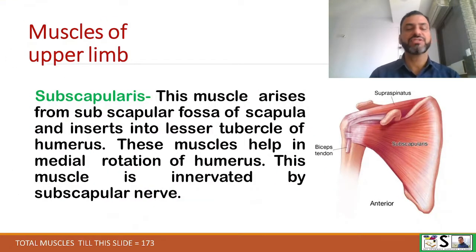Subscapularis. This muscle arises from the subscapular fossa of the scapula and inserts into the lesser tubercle of humerus. These muscles help in the medial rotation of the humerus and this muscle is innervated by subscapular nerve.